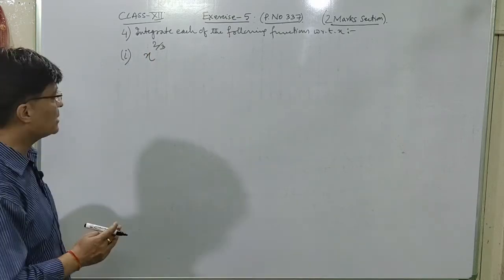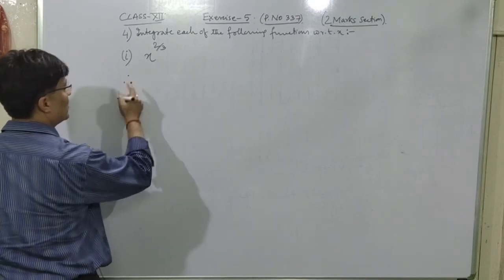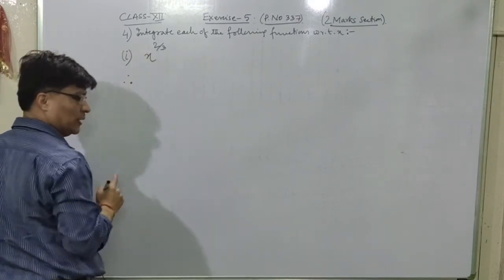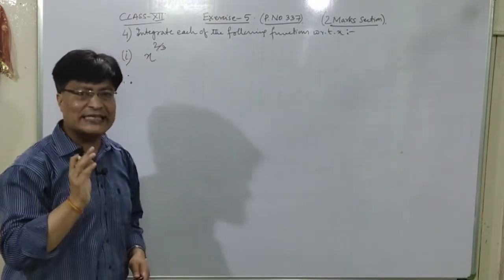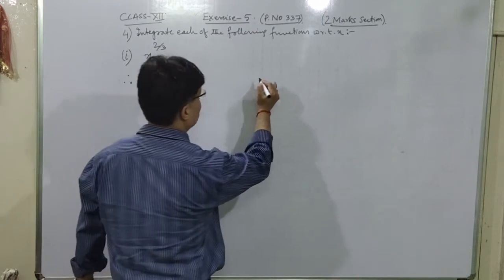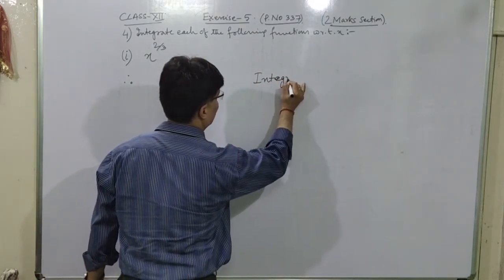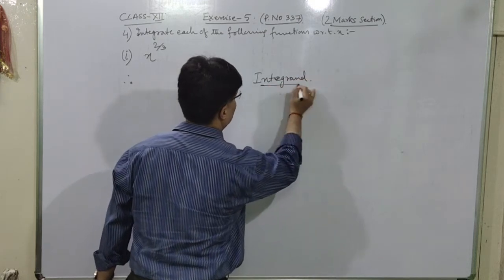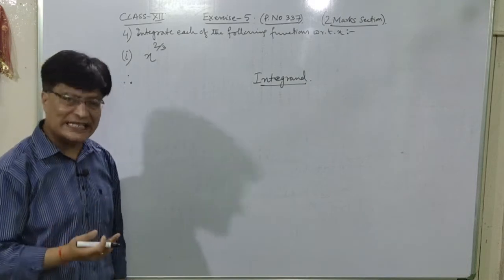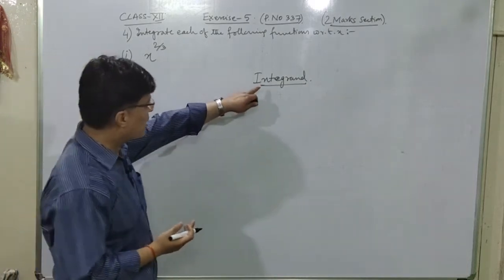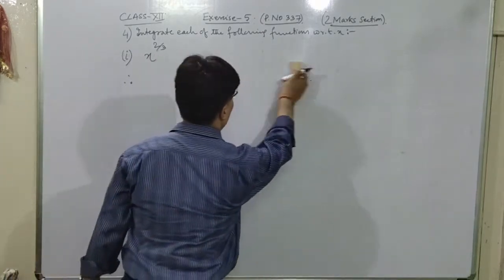So here you should write down the integration sign. Since you are integrating x to the power 2 by 3, the function which is to be integrated is known as the integrand. The function that you integrate, we call it the integrand. Understood? What is the letter before the integrand? It is I, capital I. So we will write capital I here.